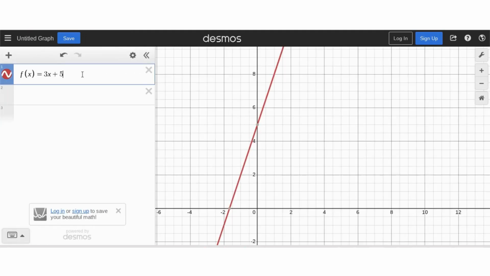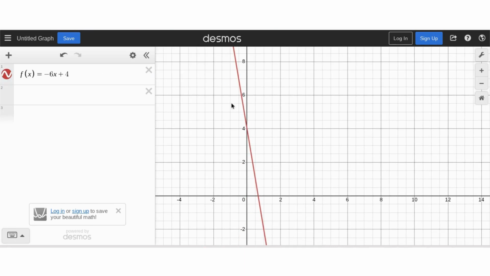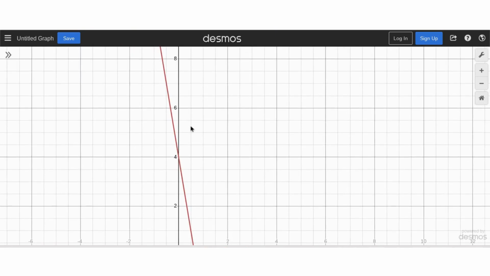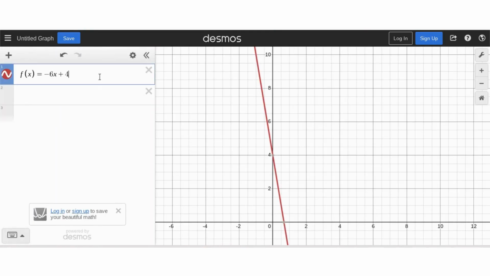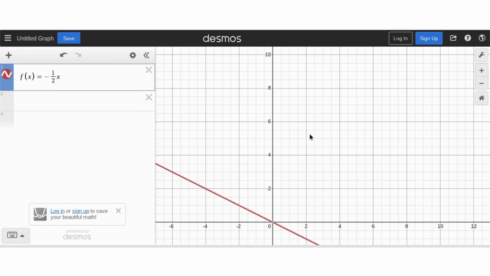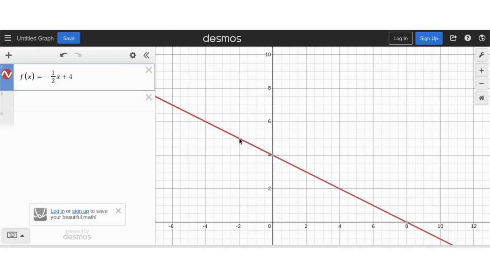Actually, you know what it is. Negative 6x plus 4. Here, you're given this point. That's worse than I thought. Let's say you're given, this is a bad equation actually. Let's say negative 1/2 x plus 4. So here, you're given this point, negative 2, 5, and you're given 2, 3.